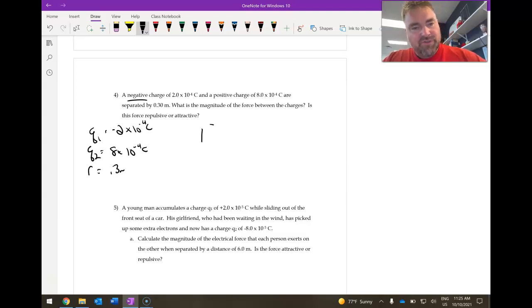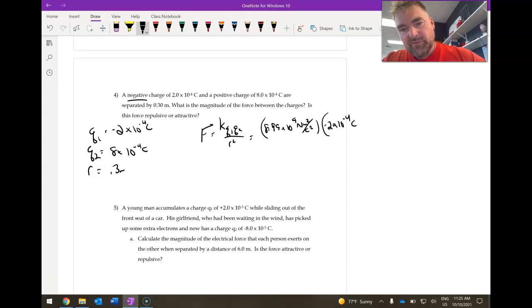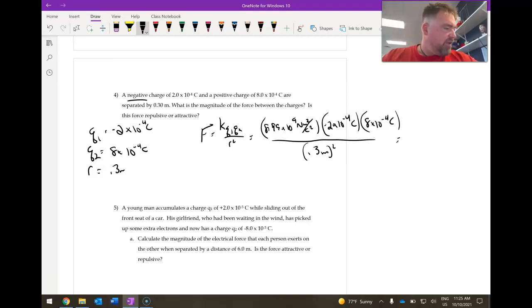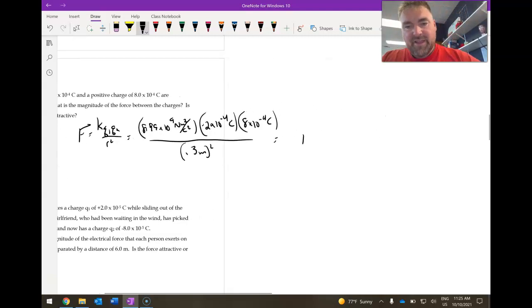If I want to find the force between them, I'm just going to use Coulomb's law, K Q1 Q2 all over R squared. So 8.99 times 10 to the 9th newton meters squared over coulomb squared, times my Q1, which is negative 2 times 10 to the negative 4th coulombs, and Q2, which is 8 times 10 to the negative 4th coulombs, divided by the distance between them, 0.3 meters, but don't forget to square it. When you do that, you're going to get a whopping 15,982.2 newtons.